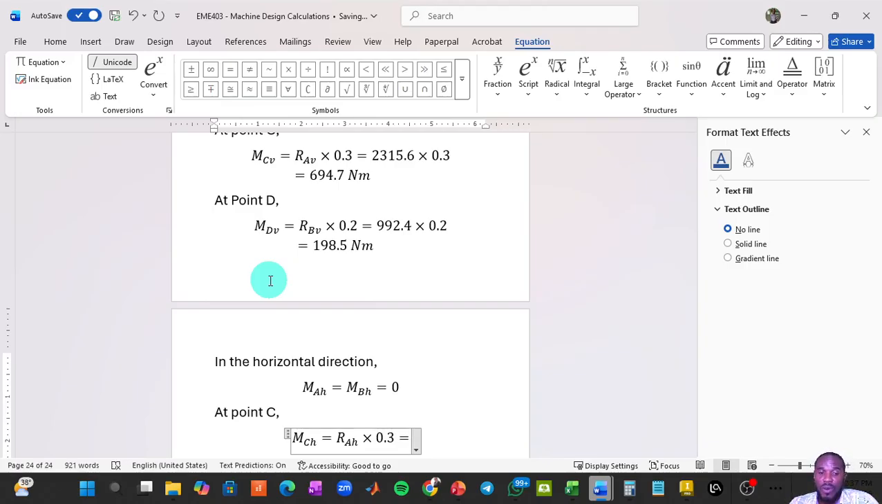What is our RAH? Our RAH was 992.8, right?